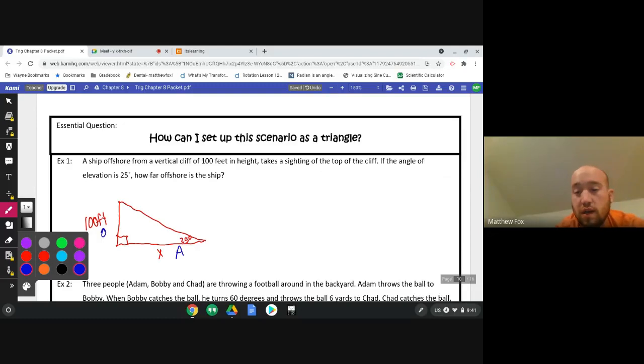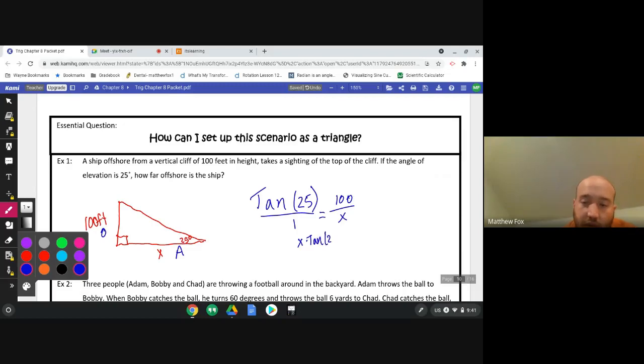So TOA, tangent. It'll be tangent of 25 over 1 equals O over A, so 100 over X. At this point, we're going to just cross multiply. So it'll be X times the tangent of 25 equals 1 times 100. Then we divide by the tangent of 25.